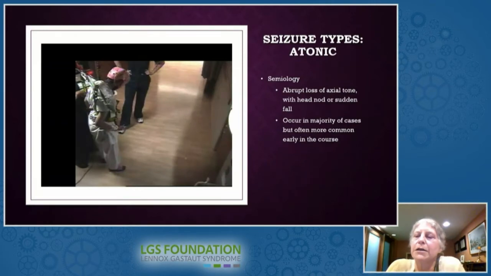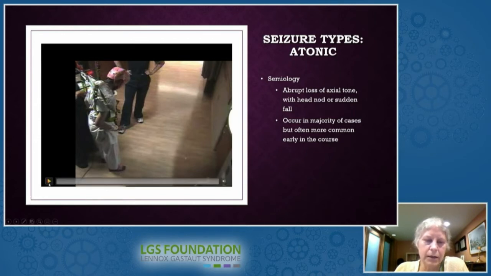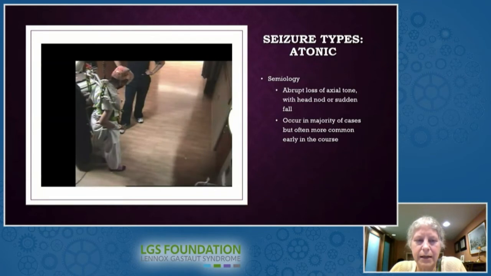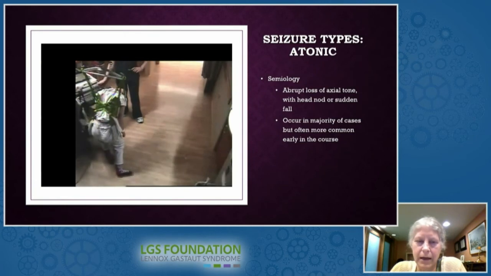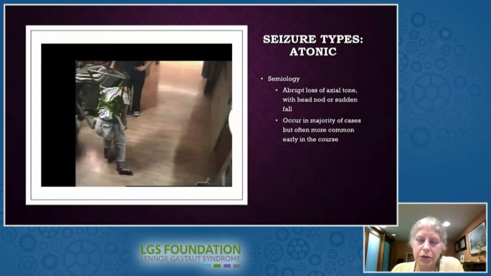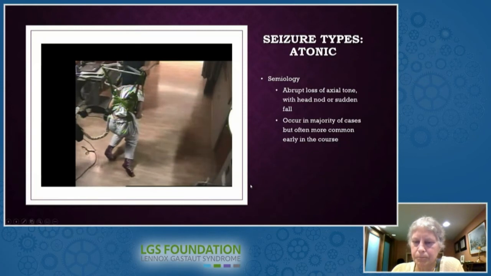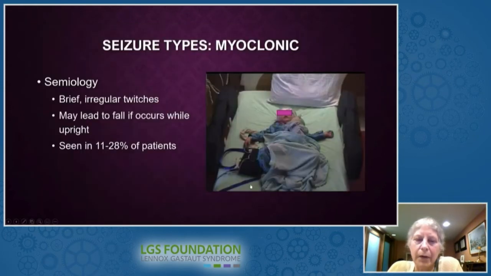One of the more concerning seizure types, because of the risk of injury, is the atonic seizure. These occur very abruptly, with really no warning at all. There is an abrupt loss of axial tone with a head nod or a sudden fall. These do occur in the majority of persons with Lennox-Gastaut syndrome, but are often more prominent in childhood than in adulthood. Here's an example of a patient in a sling, and you can see what would happen if they didn't have it. They just lose tone. That can result in multiple injuries.